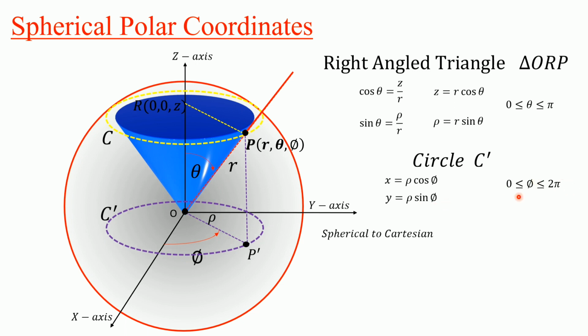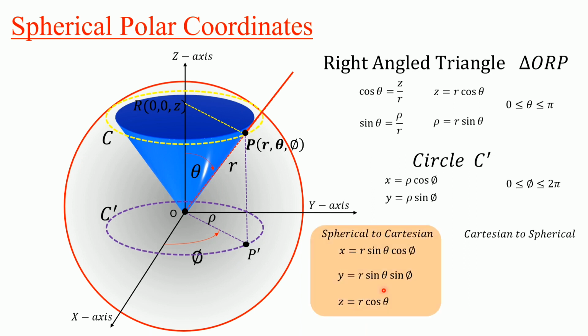Therefore the relation between spherical and Cartesian is: x will be rho cos phi, and rho is r sin theta, so x is r sin theta cos phi. y will be rho sin phi, and rho is r sin theta, so y is r sin theta sin phi. And z we have already calculated, it is r cos theta. So if you know spherical coordinates, we can get Cartesian coordinates.